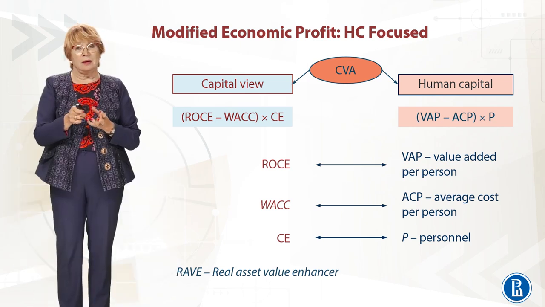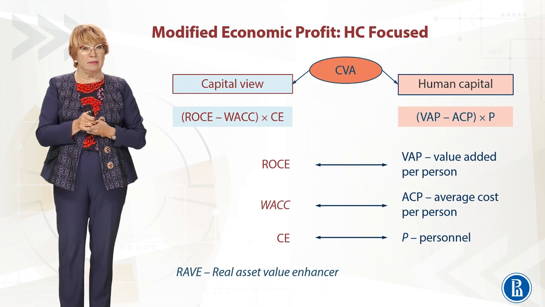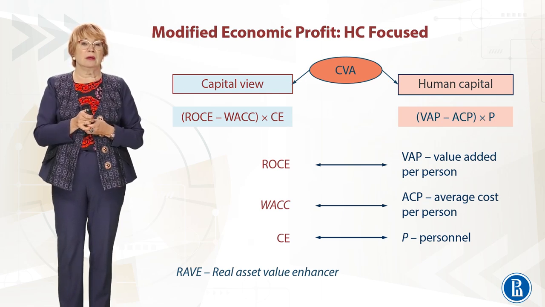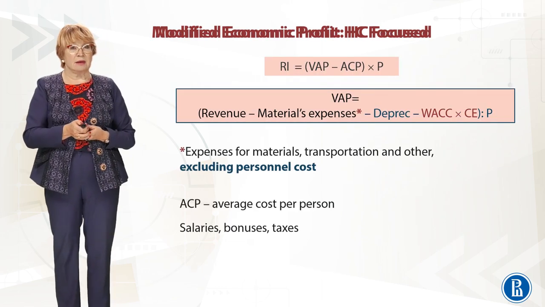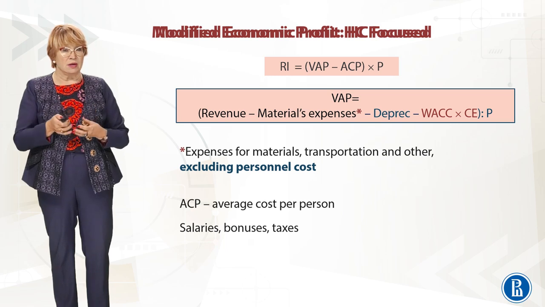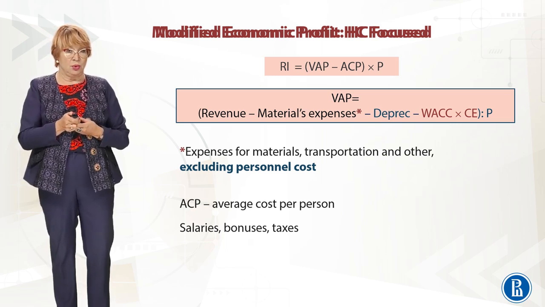So this difference then should be multiplied by the number of the personnel the company considers to be productive for the business. On the next slide here, we will see how we are going to compute value added per person, bearing in mind the qualified personnel first.